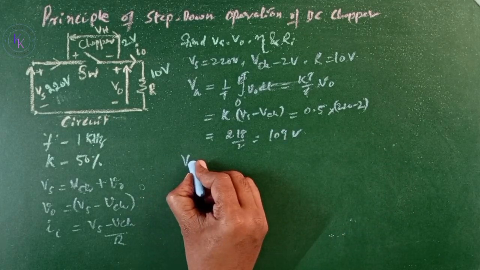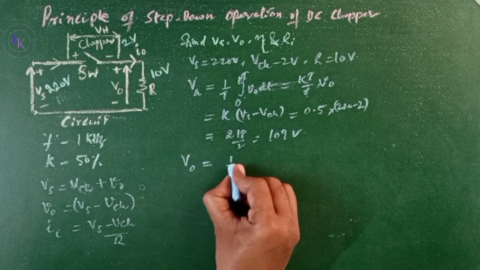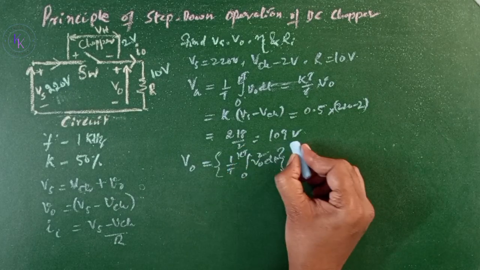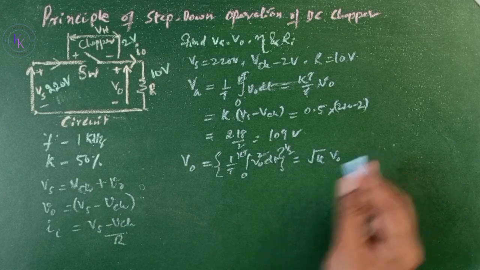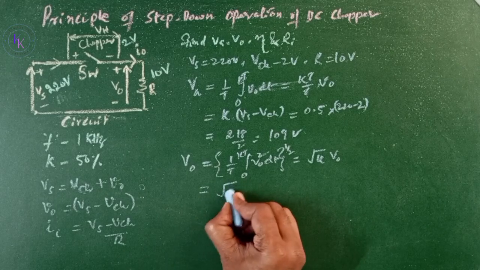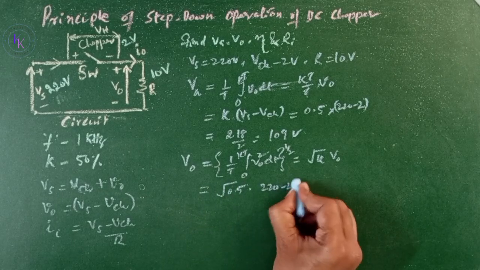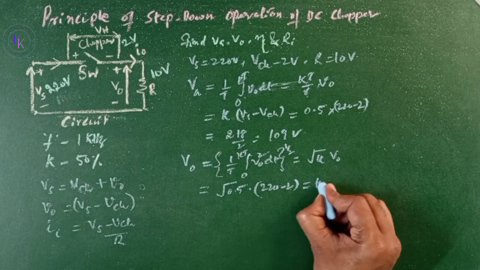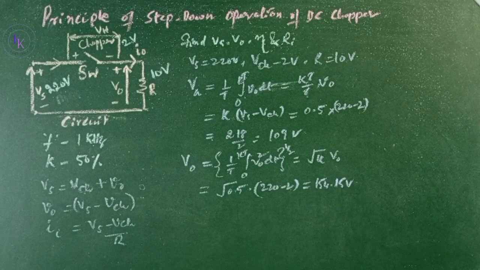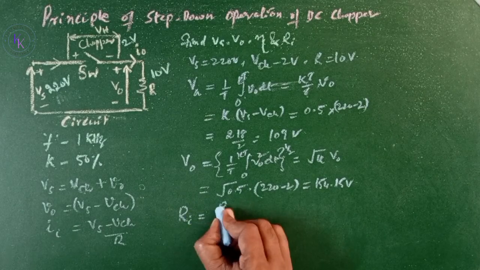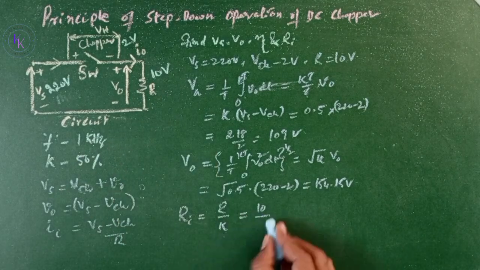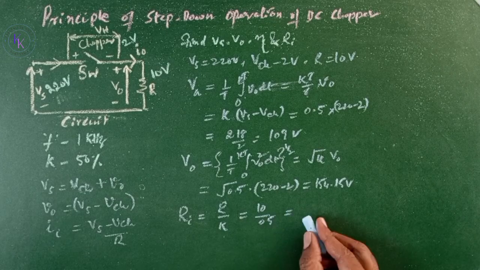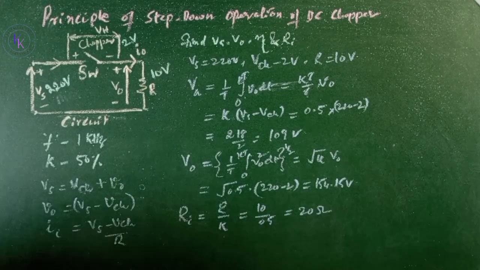Now, the Vrms V0 equals the square root of 1 by T integral 0 to kT of V0 squared dt, which is the square root of k times (Vs minus Vch), that equals root of 0.5 times (220 minus 2) volts, that will give us 154.15 volts. Ri, the effective input resistance, is given by R by k, where the load resistance R is equal to 10 divided by k, which is 0.5, which equals 20 ohms.